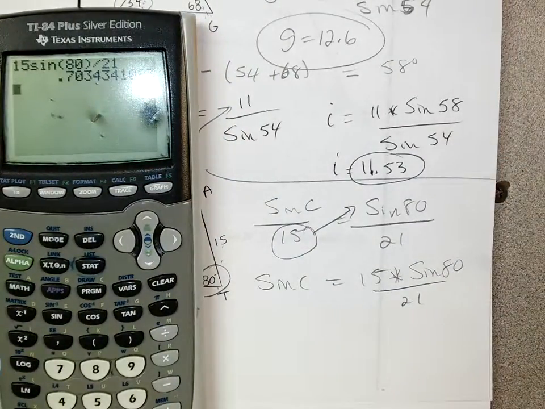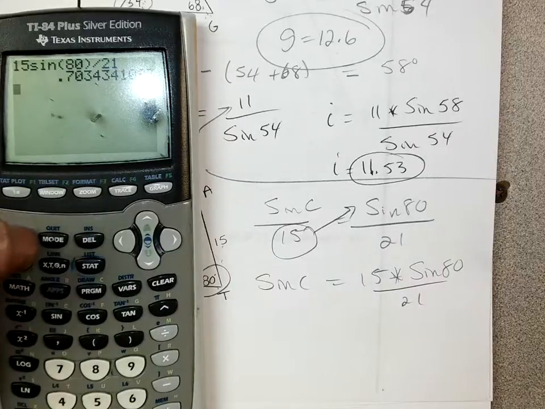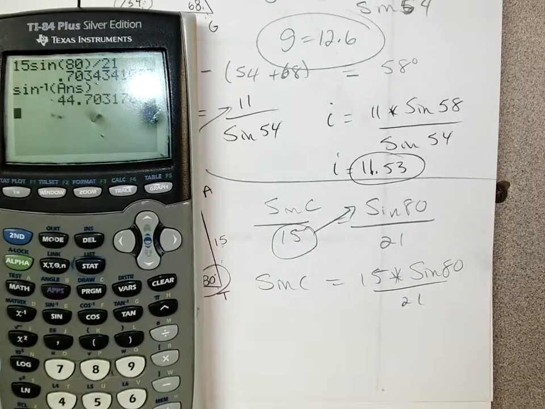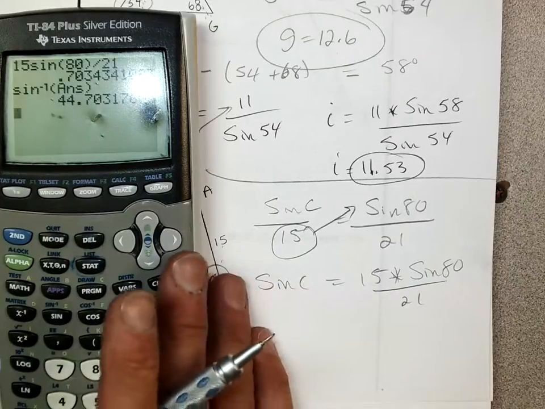We're looking for the angle. What button do you push when you need the angle? So we need to do the sine inverse, right? We get sine inverse of that answer. Use the answer button for accuracy. How about a 44.7? That seems more reasonable.